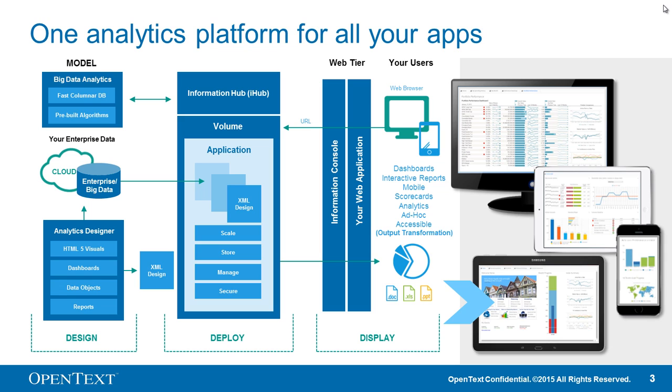The web tier allows you to display your content. Our APIs make it easy to embed visualizations in any application or device. In design, we have OpenText Big Data Analytics, which is an advanced analytics software solution designed to access, blend, explore, and analyze data. Also in the design area, we have the Analytics Designer, which is used to create content for iHub and set up access to any data store. This is what we will focus on today.